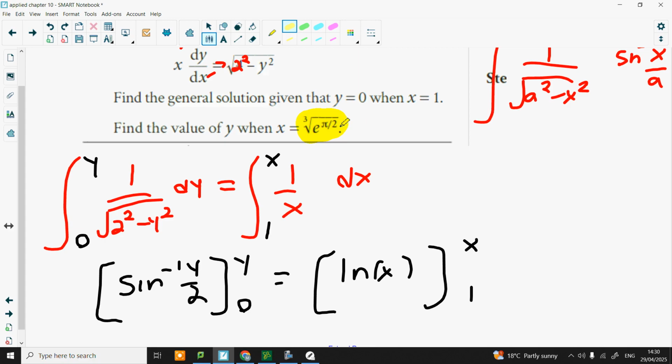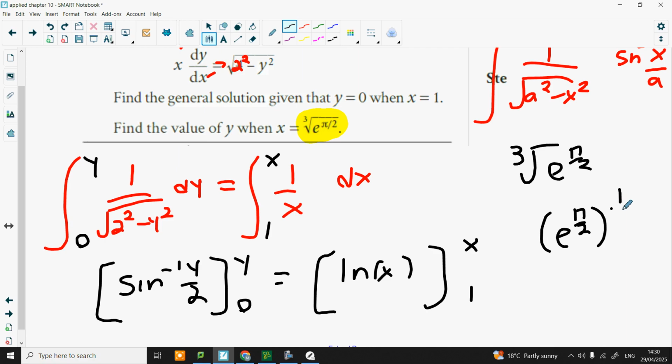See that one there? That looks weird, but what could we do with it? The cube root of e to the power of pi over 2. Is that not the same thing as e to the power of pi over 2 multiplied by a third? Which is actually the same thing as e to the power of pi over 6. That'd be much quicker, wouldn't it? So what am I going to change this limit to? What can I change the upper limit to, guys? Exactly. Get rid of that other nonsense. I don't want to have to even think about it.